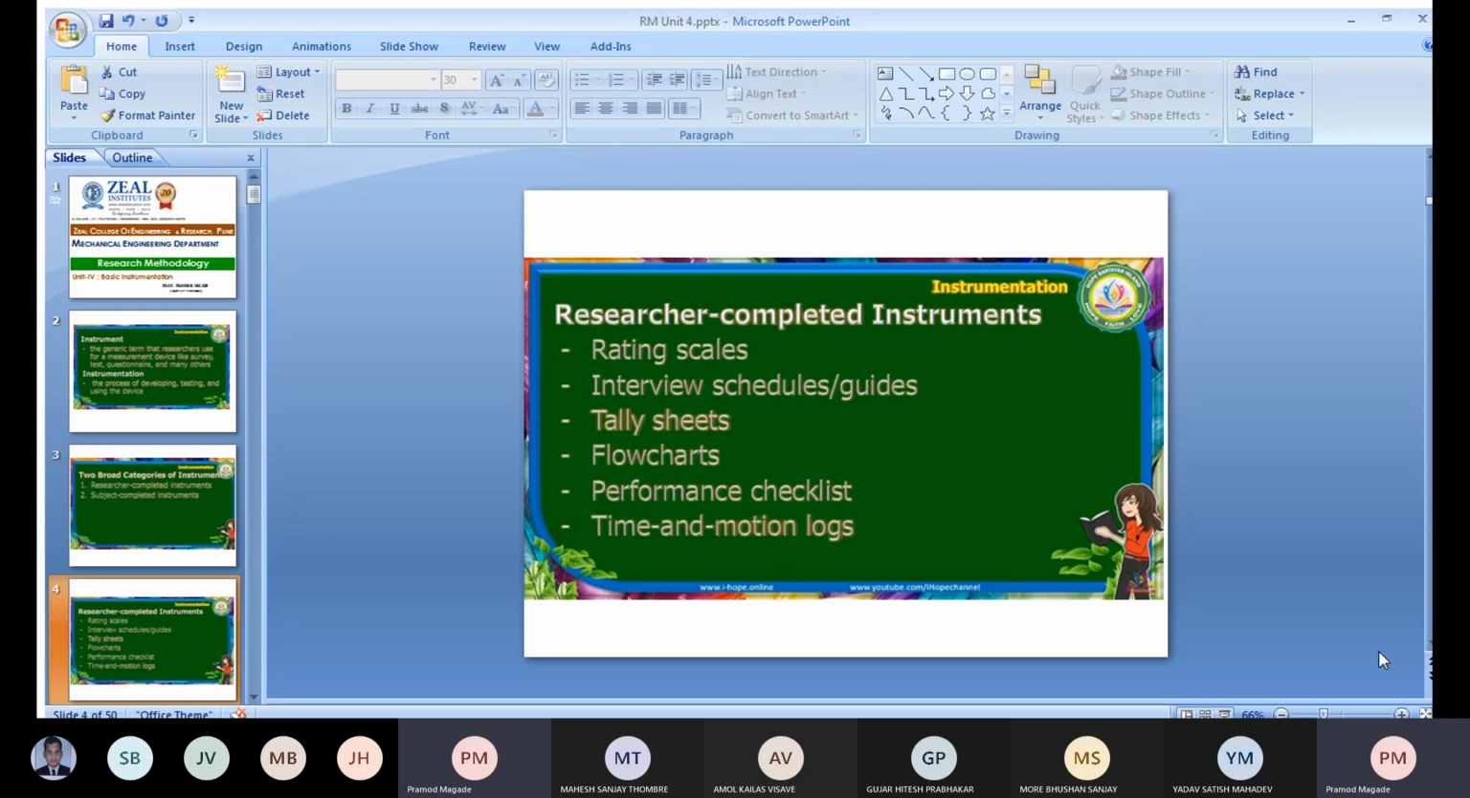And next thing, time and motion logs. In this case, you will have to be punctual. In that case, of course, 15 to 30 minutes you will have a break for lunch and all that, but the remaining time you will have to perform properly, correct?